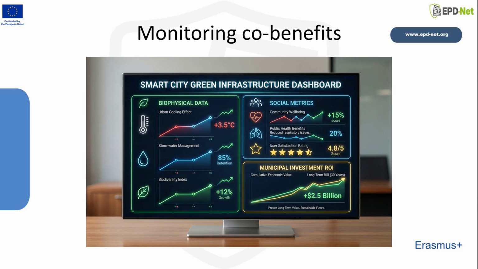Importantly, co-benefit monitoring supports adaptive planning and evidence-based investment, enabling municipalities to justify funding, adjust maintenance priorities, and demonstrate the long-term value of nature-based approaches rather than purely single-function infrastructure. Hansen and Pauliet, 2014.